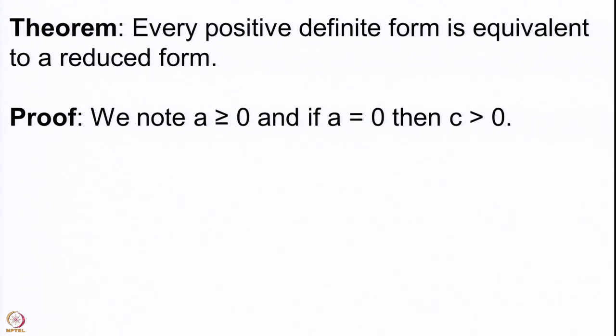A cannot be negative. Remember, the constants A and C are always represented by the form. If you have the form f of x y equal to a x square plus b x y plus c y square, you put x equal to 1 and y equal to 0. f of 1 comma 0 is A and f of 0 comma 1 is C. So, A has to be bigger than or equal to 0 because the form is positive definite.